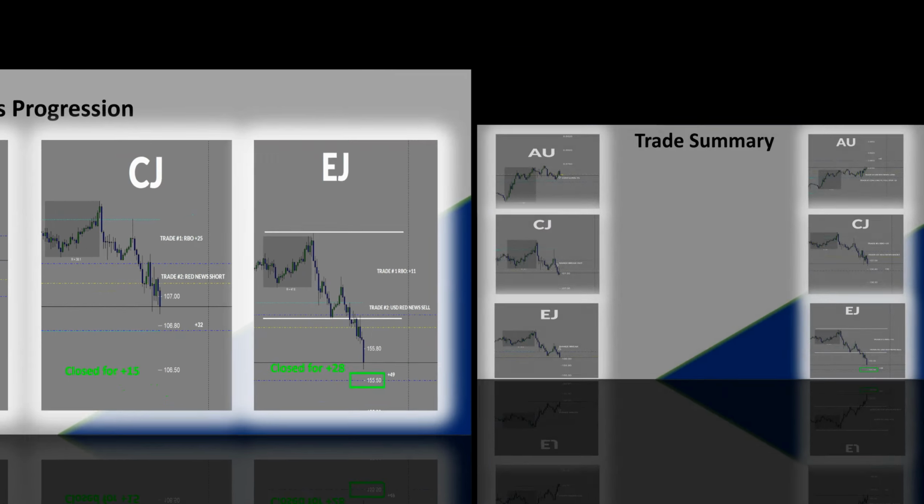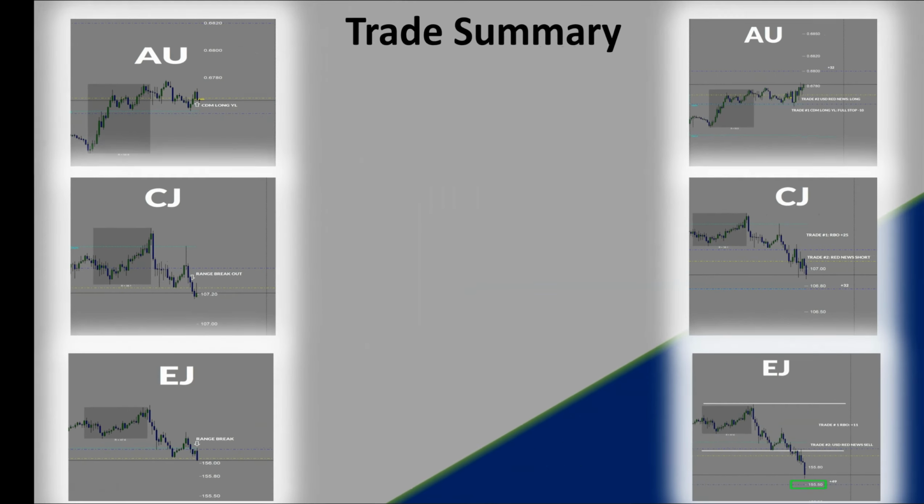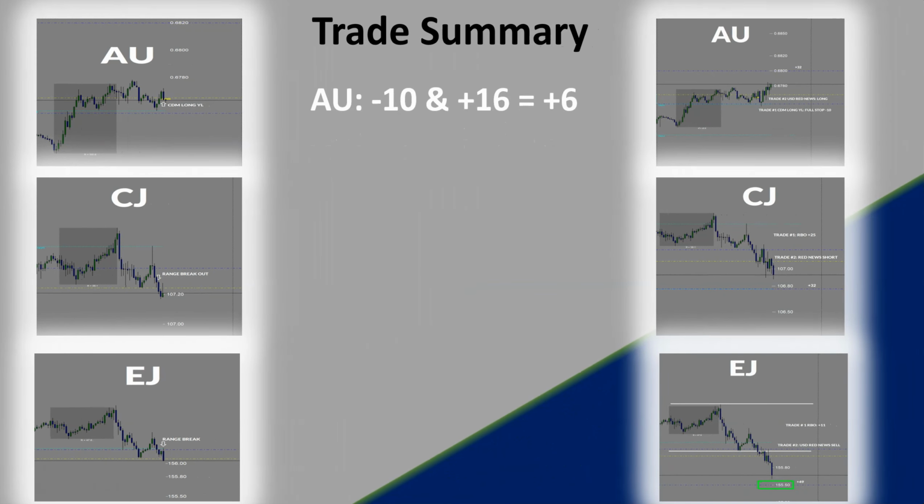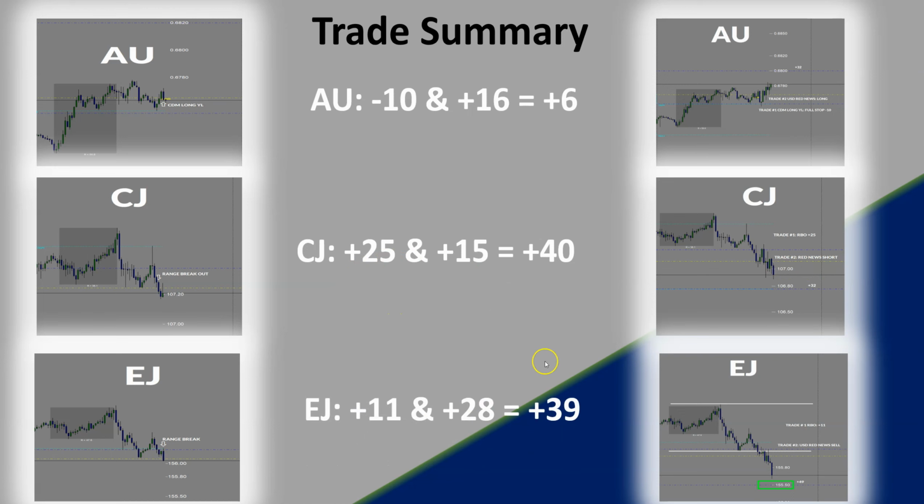All right, so here's a quick summary of all the trades we just looked at. So on the AU, on the left-hand side, remember this trade, I lost 10 pips. This came and hit my stop. And on the right-hand side, the news trade, I made 16. And then on the CAD yen, remember this trade, the original breakout trade before the news, before the planning session, I made 25 pips. And then over here, the red news trade, I made 15.